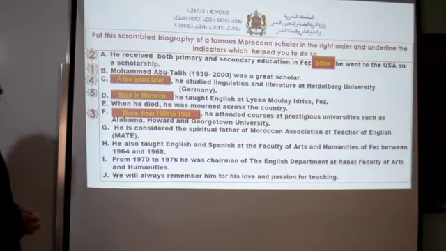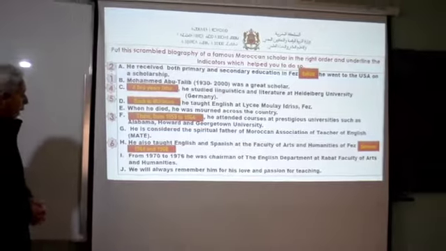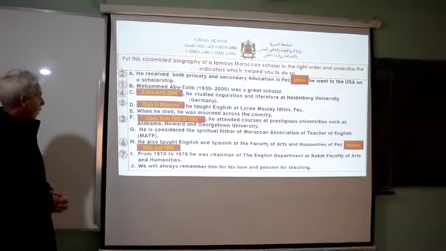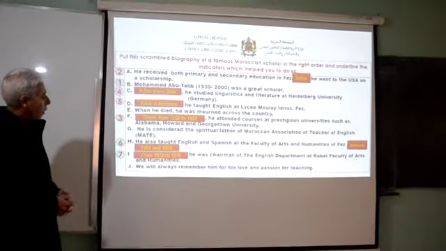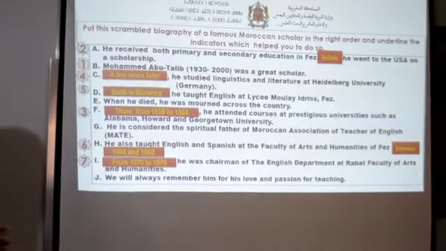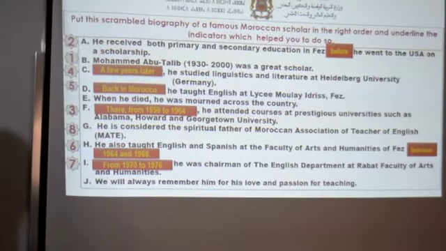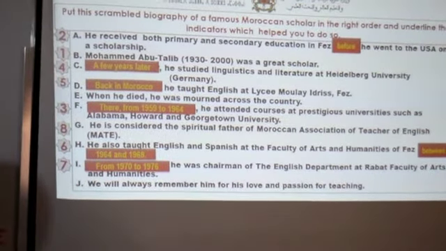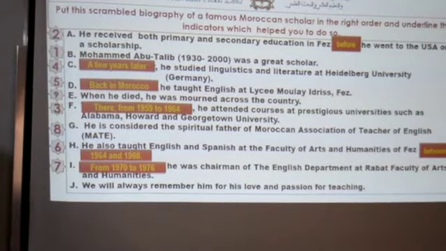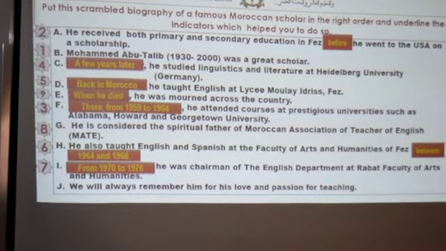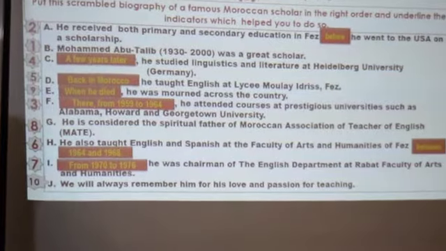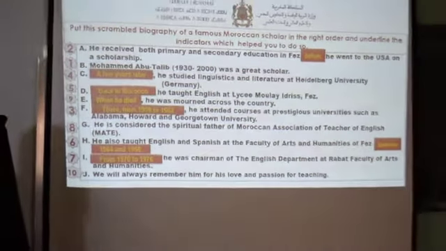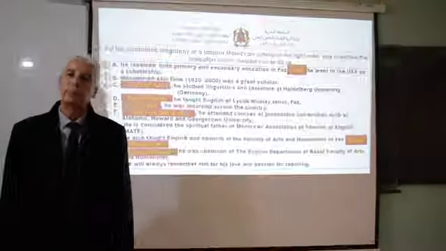Back in Morocco. Number 6 is H, with between 1964 and 1968. The 7th sentence is I. The indicator is from 1970 to 1976. The 8th is J. He is considered the spiritual father. And the 9th is E. When he died. And the last sentence is J. We will always remember him for his love and passion for teaching.